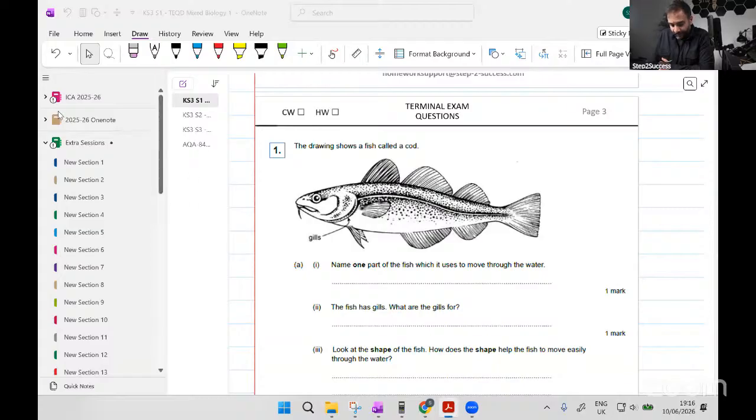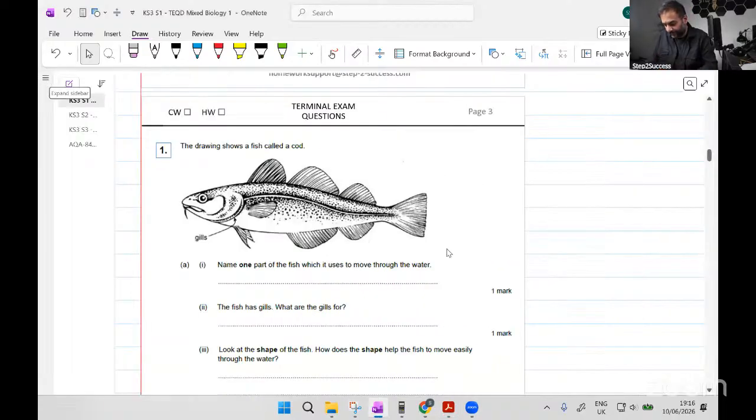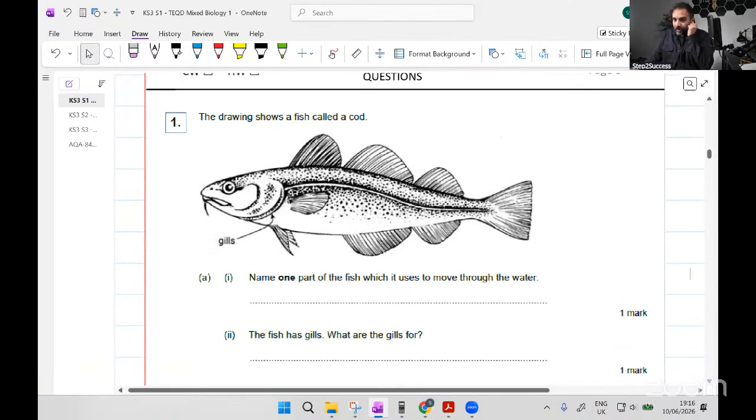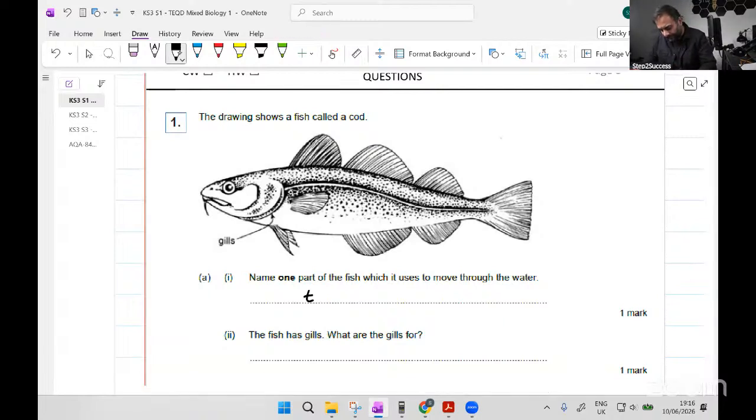Okay, the diagram. So what we said, one, two, three, four, seven, eight, shows a fish called a cod. Name one part which it uses to move through the water. You want to say either the tail is probably the simplest answer, really. That's what helps you move, doesn't it, through the water? The fish has gills. What are gills for? Gills for fish are for breathing or to take in oxygen. I think that's a better answer, actually, because technically you don't breathe in the same way.